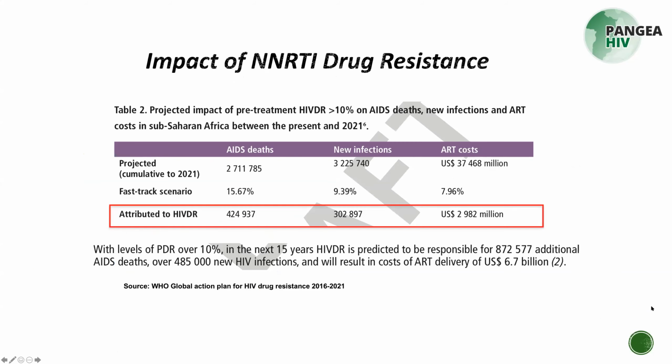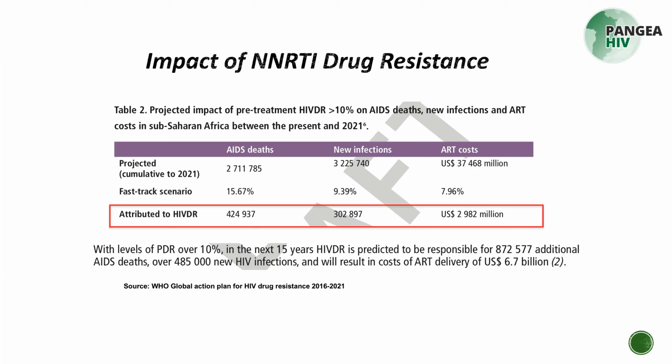Next slide, please. So WHO did an analysis of what NNRTI drug resistance would do if nothing was done about it. And here you can see that nearly 500,000 deaths would have been attributable between 2017, when the analysis was done, and 2021, and potentially 300,000 new infections. So these were quite stark data about the rise of NNRTI resistance.